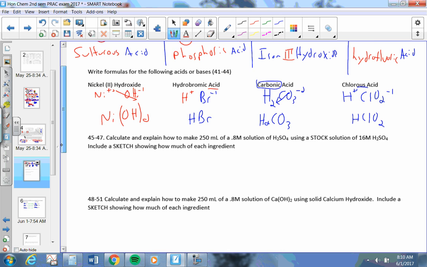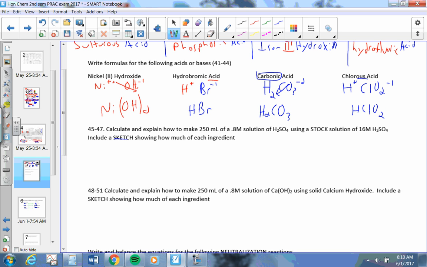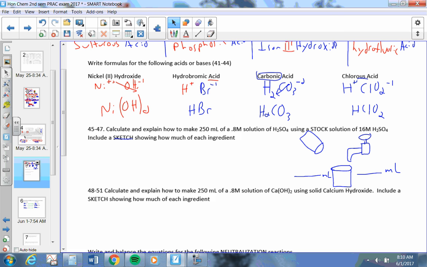The next ones are making a stock solution, including a sketch. How do you make something with a stock solution? You don't go with it to the scale. A stock solution is liquid. You're going to need some water. We're going to have to figure out how many milliliters. You're going to need your stock solution, and we're going to have to figure out how many milliliters of that to add up. When I'm all done, I need a grand total of 250 milliliters. 250 milliliters is my total, and I'm going to have to figure out how much water based on that number.